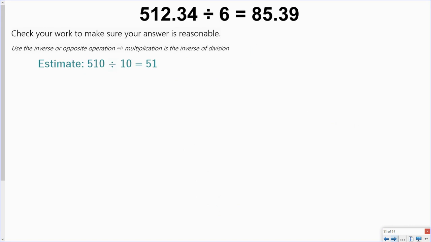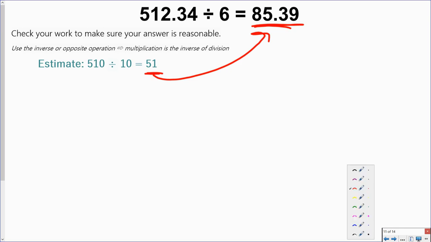So now I want to take a look at my estimated answer and my actual answer. My estimated answer was 51. Actual answer was 85 and 39 hundredths. They're relatively close. I still think my answer is pretty reasonable. And so I think I did a good job of answering that. But we want to check just to make sure. And so we're going to, again, do the inverse.